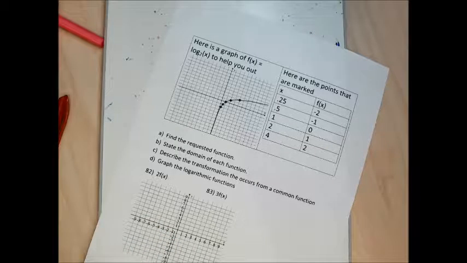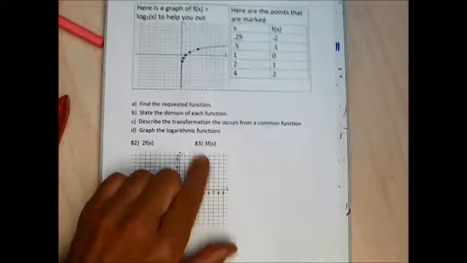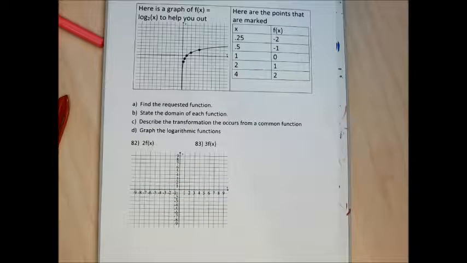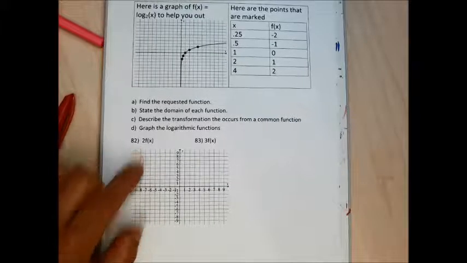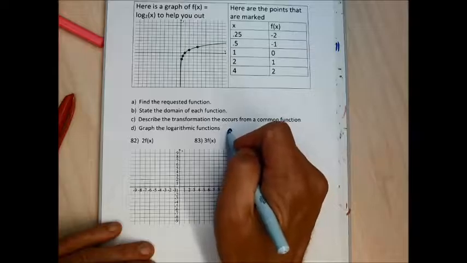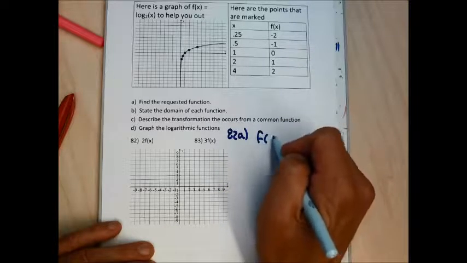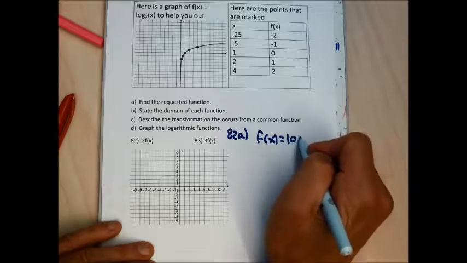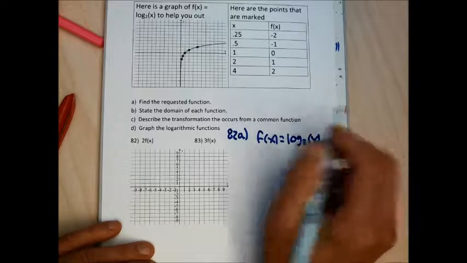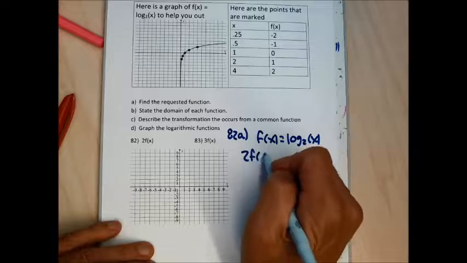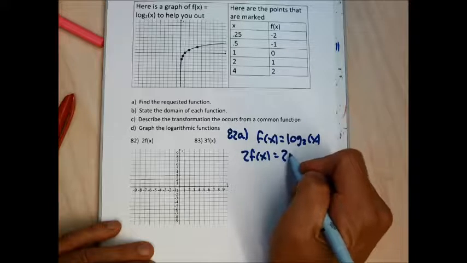So one more problem in this section, and this is the only one where I just can't shift it around because it's multiplying a function by a number. That's a non-rigid transformation, and what I'm going to need to do is multiply all the y's by that number. So for part A of 82, the initial function is f of x equals the log base 2 of x. To find 2 times f of x, I'm just going to put the 2 in front of that function.